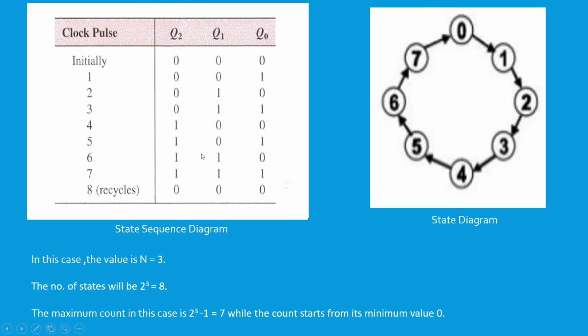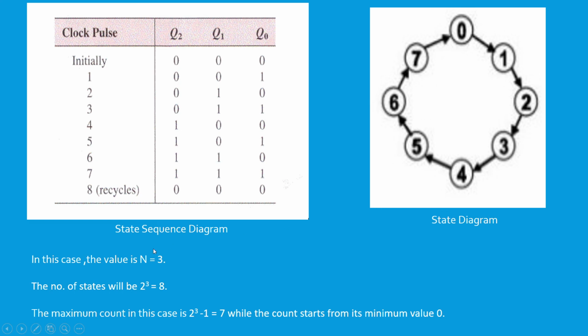On putting these values in the state sequence diagram, we will get this type of values. It will start its counting from 000, whose decimal equivalent is 0, and count until it reaches the value 7, whose binary equivalent is 111, and it will repeat these states again and again as suggested by the state diagram.